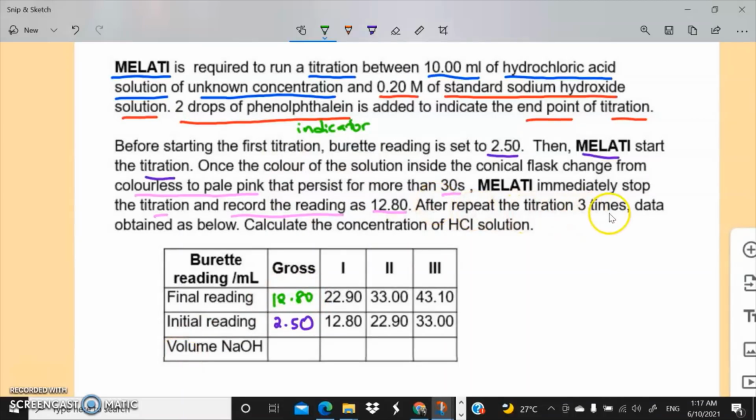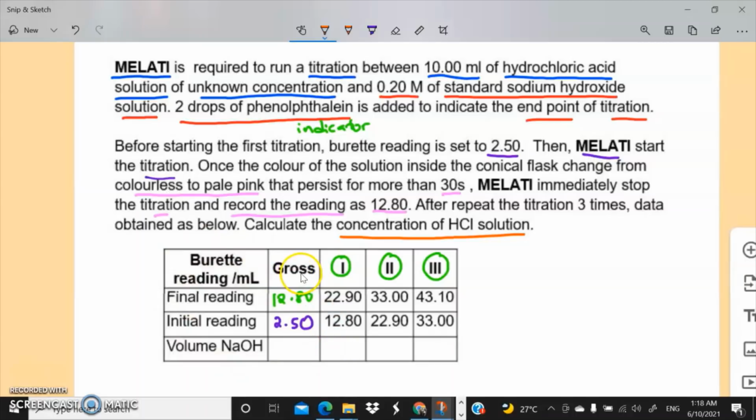After that, repeat the titration 3 times. How do we know Molarity repeated the titration 3 times? Because we got set 1, set 2, set 3. That means Molarity repeated this experiment 3 times. The data obtained is as below. What do we want to do now? We want to calculate the concentration of HCl. Okay, so let us see this data in table form.